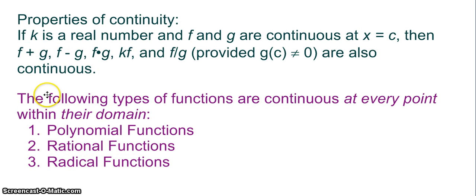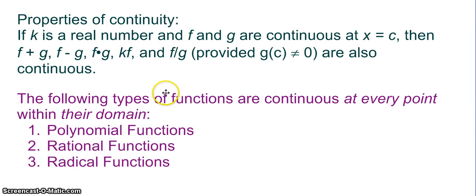So properties of continuity: if k is a real number and f and g are continuous at x equals c, then f plus g, f minus g, f times g, k times f, and f over g, assuming that g of c is not 0, are also continuous. So that's just saying that if we add, subtract, multiply, divide, or multiply by a scalar any two continuous functions at some value, then that result will also be continuous.